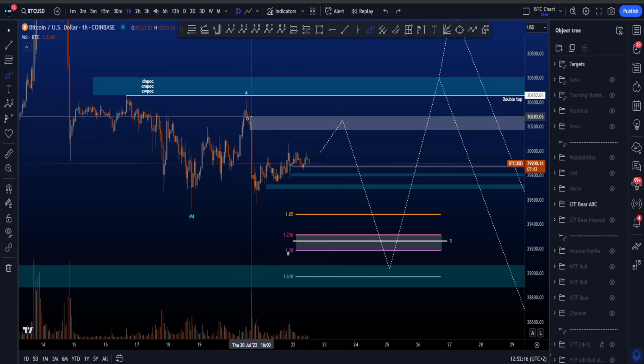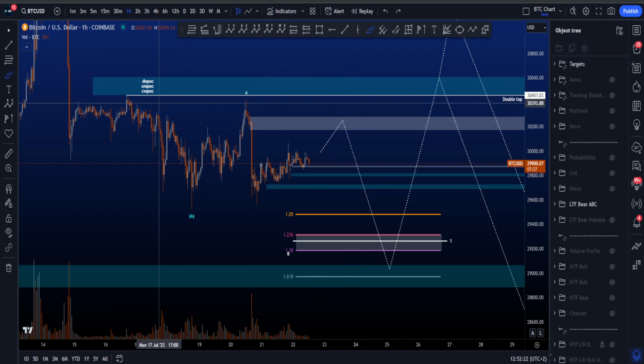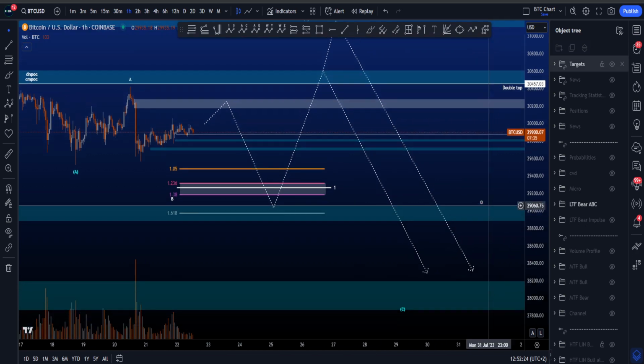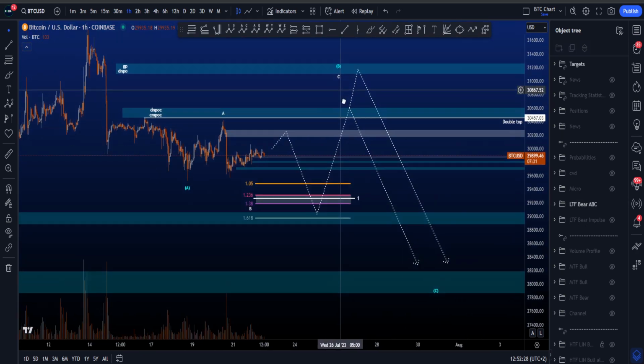We're filling the gap. There's an order block, some more resistance over here, but it is an interesting area in general for then potentially a move to the downside. And then the targets for C will only be known the moment the high of B is in.